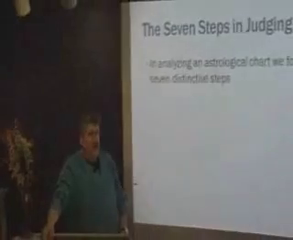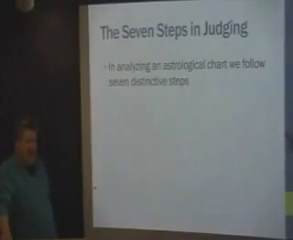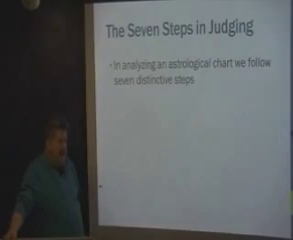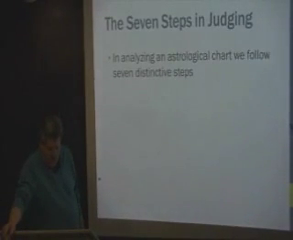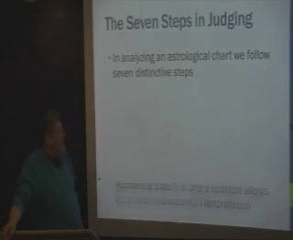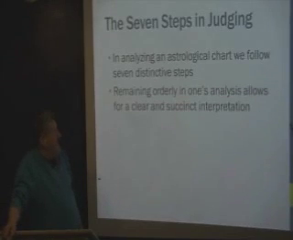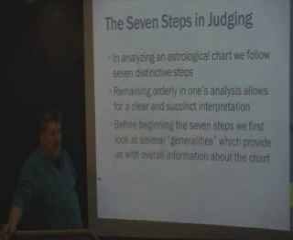All right, we use 7 steps in judging, though it seems like more by the time we get to the end of it. There are actual generalities we cover before we begin following the steps. Basically, again, remaining orderly in one's analysis allows for a clear and succinct interpretation. Because if you're looking at all of these factors in advance, you're going to form a more complete picture than just jumping from one area of the chart to the other.